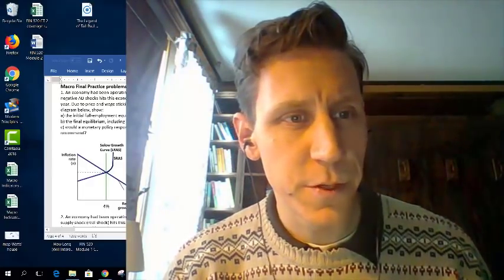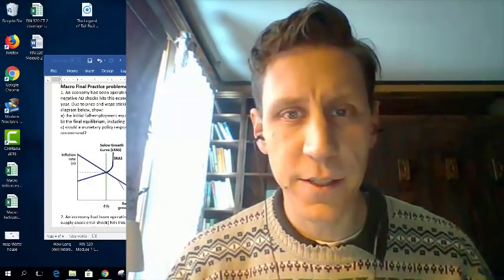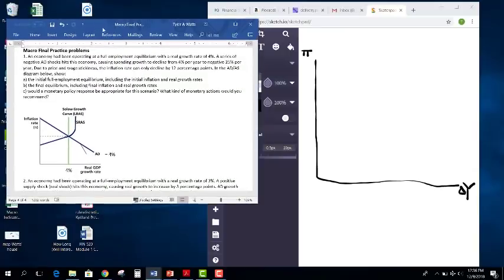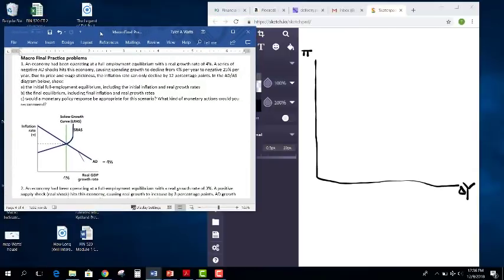I'm going to go through the practice problems on the final exam study guide for you. So the first one here says an economy had been operating at a full employment equilibrium with a real growth rate of 4%. A series of negative aggregate demand shocks hit this economy, causing spending growth to decline from 4% per year to negative 25% per year. Due to price and wage stickiness, the inflation rate can only decline by 12 percentage points.